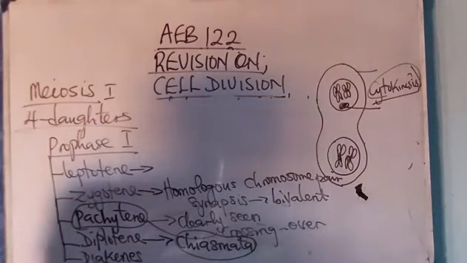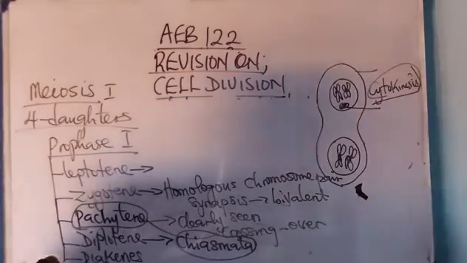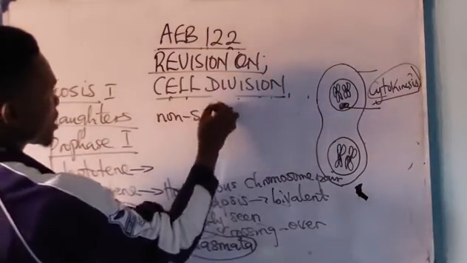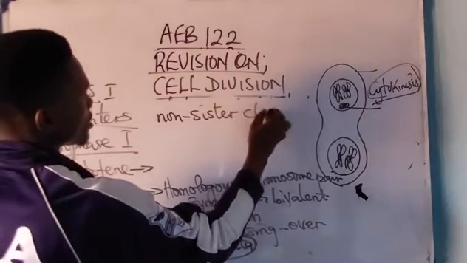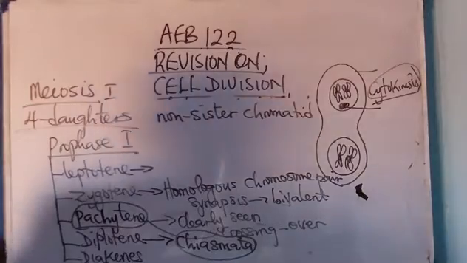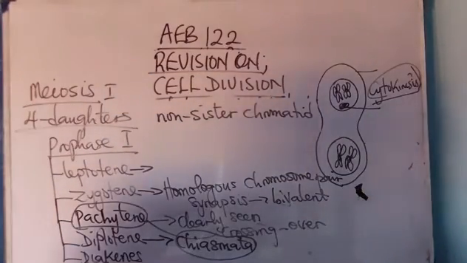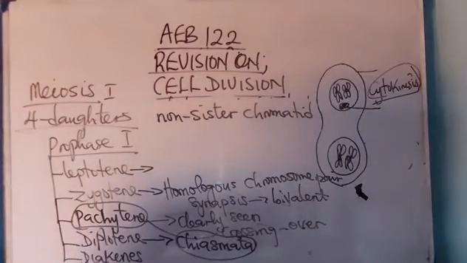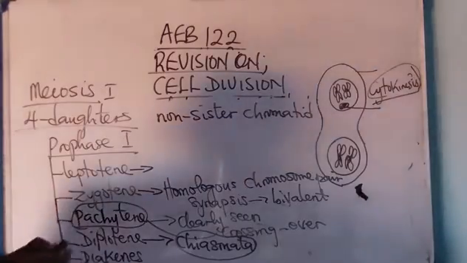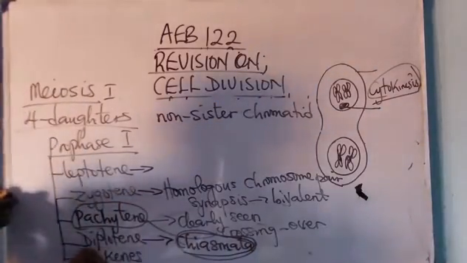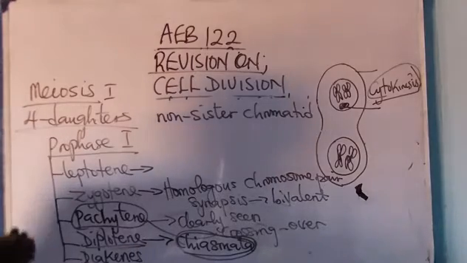Chiasmata is the point of attachment of non-sister chromatids. They'll ask you, the point of attachment of non-sister chromatids is called which of these? It is chiasmata, and it is formed during the diplotene stage.